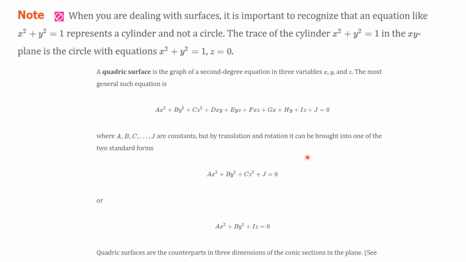But by translation and rotation, it can be brought to one of 2 standard forms. And we did this in your calculus too, but either it's going to look like ax squared plus by squared plus cz squared plus j equals 0, or it's going to look like ax squared plus by squared plus iz equals 0. Now, these quadric surfaces in 3 dimensions are counterparts of the conic sections that you studied in the plane.